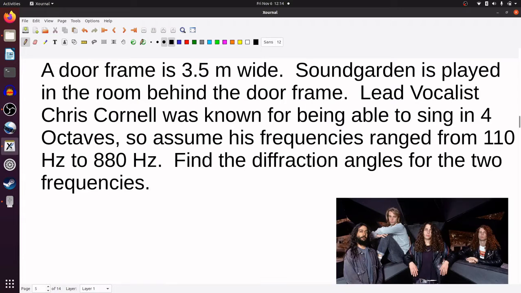So let's do a problem. Let's say you have a door frame and it's 3.5 meters wide. Soundgarden is played in the room behind the door frame. I did change it to 3.5. I originally had a different number. Lead vocalist Chris Cornell was known for being able to sing in 4 octaves. So assume his frequency ranged from 110 to 880, which is 4 octaves.